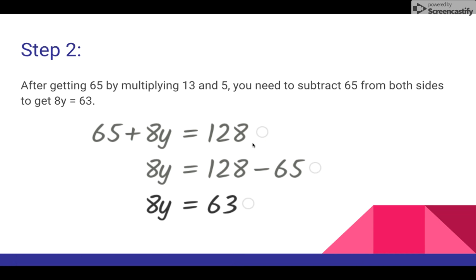After getting 65 by multiplying 13 and 5, like I just showed you, we need to subtract 65 from both sides to get 8y equals 63. So we do minus 65, so it cancels out on this side, then minus 65 on this side. So you get 8y equals 63. We're close to finishing.